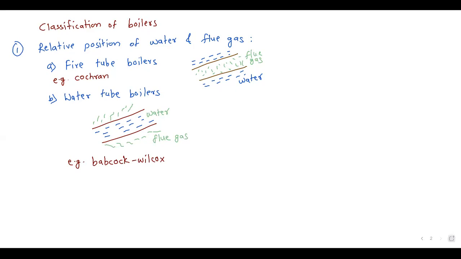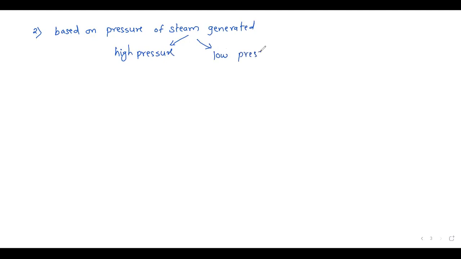Now let us see the second way. It is based on the pressure of steam generated. This can be classified as a high pressure boiler and a low pressure boiler. If the pressure of steam produced is less than 20 bar, it will be considered low pressure, and if it is more than 20 bar, it is considered high pressure.